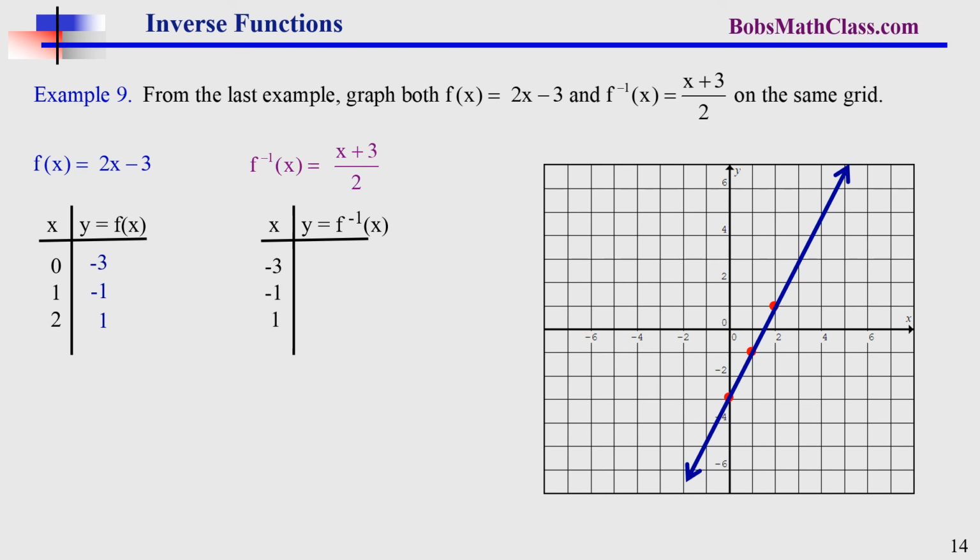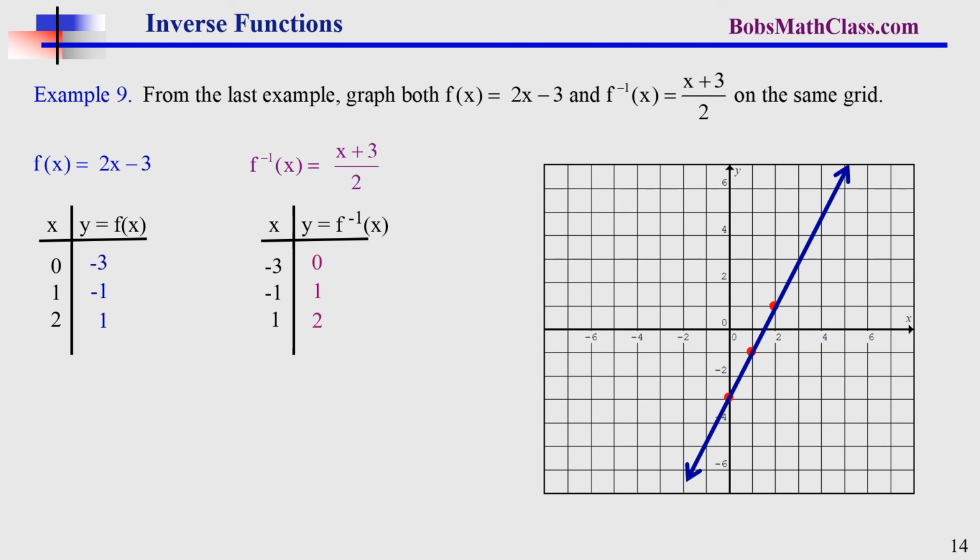So -3, -1, and 1. So plug each of those in. Let's plug in -3 first. -3 plus 3 is 0, and 0 over 2 is 0. Now plug in -1. -1 plus 3 is 2. 2 over 2 is 1. Now plug in 1. 1 plus 3 is 4. 4 over 2 is 2. Do you see the numbers that we got? For our range, which is the y values, we got the domain of f of x, which are the x values, 0, 1, 2. Again, the domains and the ranges are swapped for the function and its inverse.